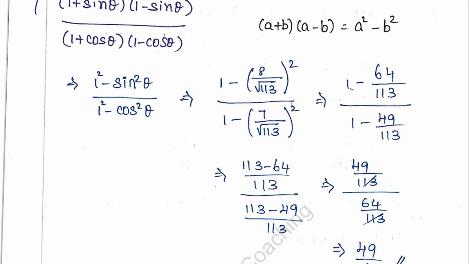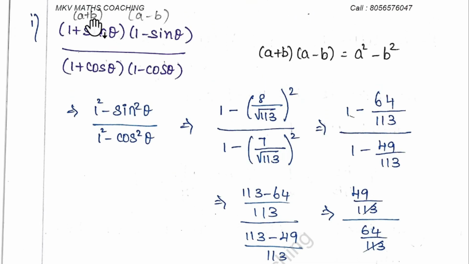Now substitute this in the question. 1 plus sin theta, 1 minus sin theta, 1 plus cos theta, 1 minus cos theta. But before substituting it, can you see this is the a plus b, a minus b formula? A plus b into a minus b is what? A square minus b square, right? I'm writing it as 1 square minus sin square, 1 square minus cos square by using the formula. Okay, so this is also a plus b, a minus b. Instead of sin, I am substituting 8 by root 113, the whole square. Instead of cos, I am substituting 7 by root 113, the whole square.